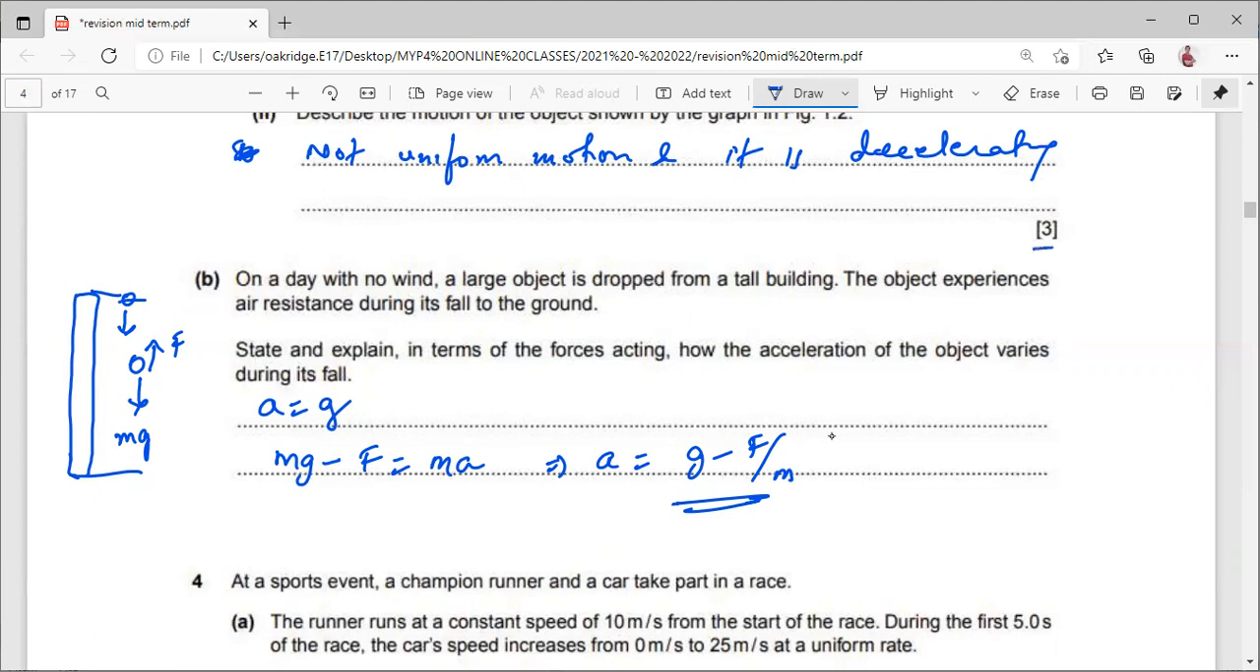This is given for 3 marks, right? No, this was for... No, this mark is not for 3. This was for state and explain. Yeah, this could also be for 3 marks. 3 marks here. State and explain in terms of the forces acting.